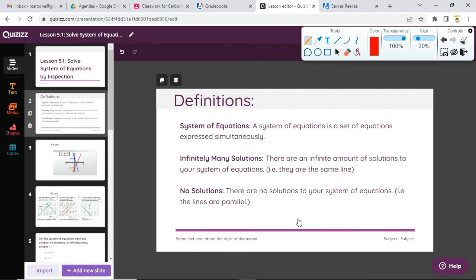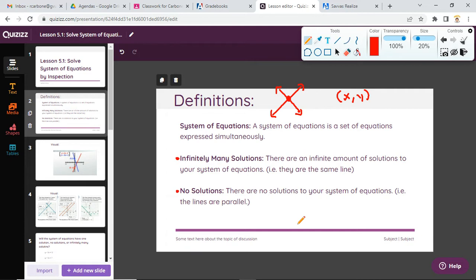Now, we have solutions to these systems of equations. The solution to a system of equations is wherever those two lines will intersect. Like for example, right here, this would be a solution to a system of equations. Now, your solutions are always going to be written as a coordinate, or (x, y) here. However, we might have a situation where we have more than one or even less than one solution. Those are infinitely many solutions and no solutions.